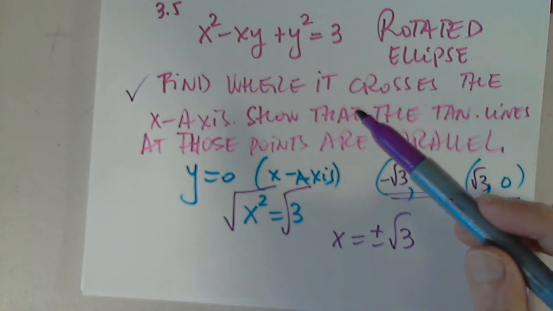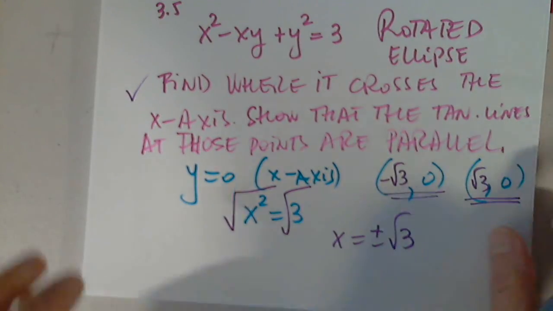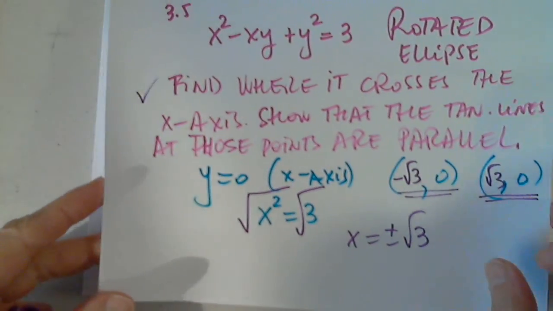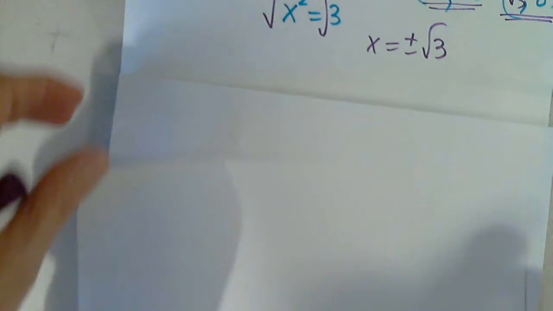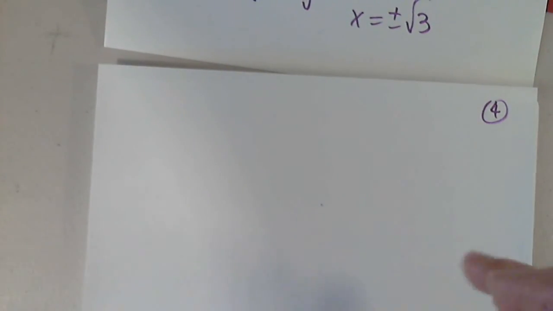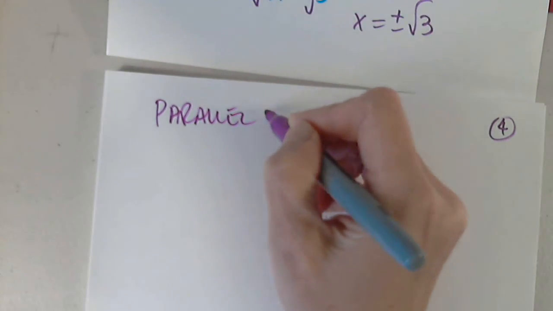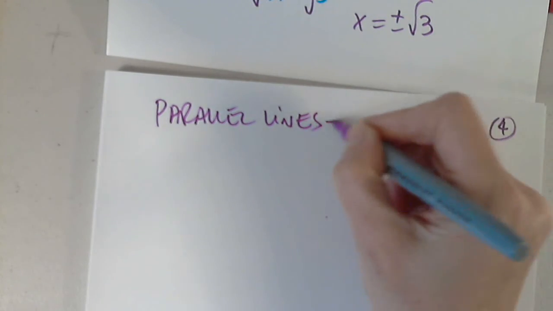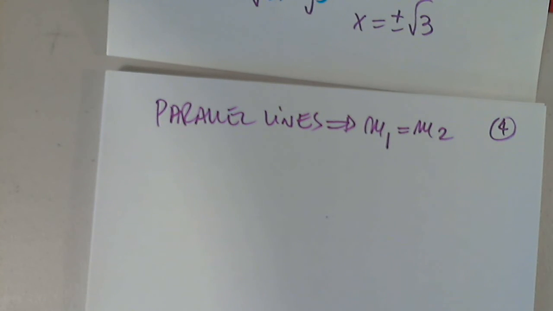Now it's asking us to show that the tangent lines at those points are parallel. What do we know about parallel lines? When are 2 lines parallel? Very good, awesome. Thank you. So parallel lines have the same slope. Parallel lines, slope 1 equals slope 2. Okay, perfect. But how do I determine the slope?